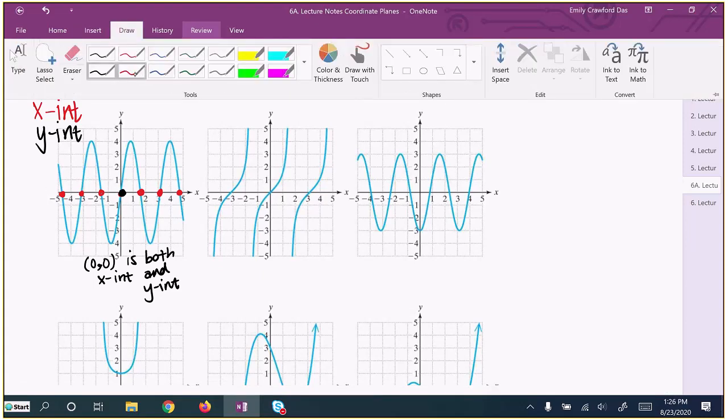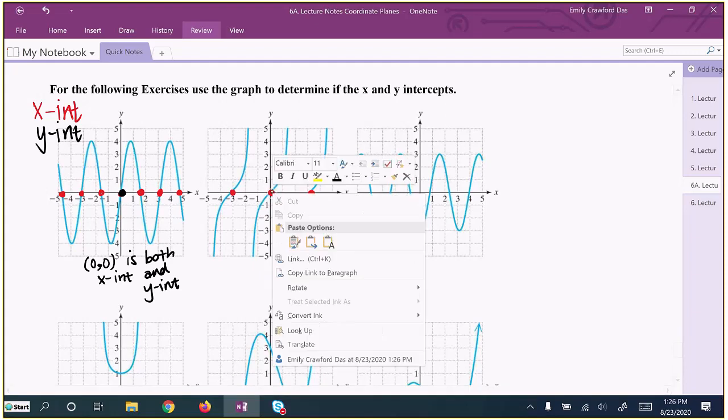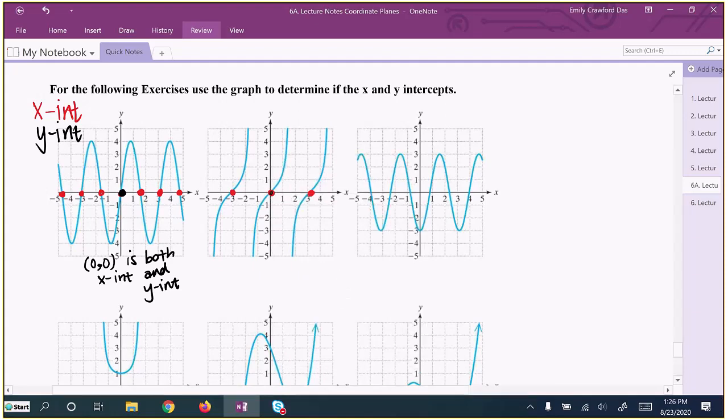Similarly, we remember that we found out that this next graph was also odd. So it has an x-intercept here, an x-intercept here, and an x-intercept at the origin. This is also the y-intercept. So that's going to be true on these graphs where the function is odd.